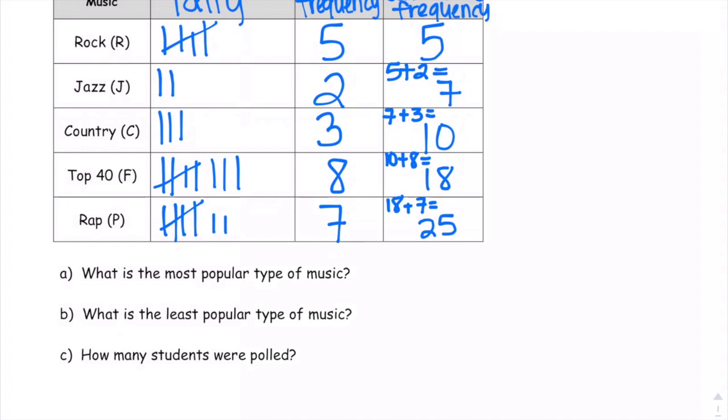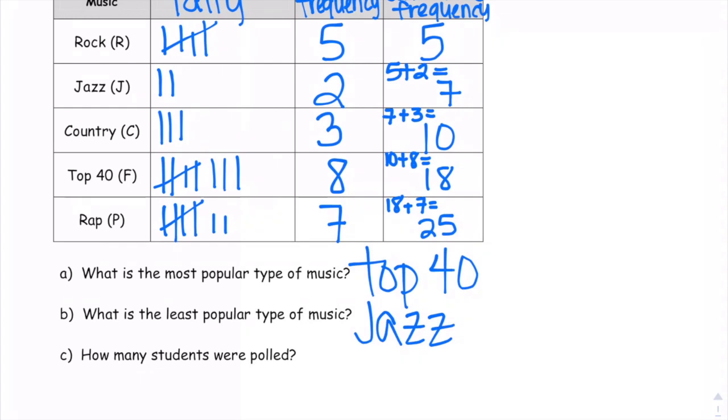So what is the most popular type of music? Well, the one that appears the most would be our top 40. And then what is the least popular type of music? That'd be the one that appears the least, which would be jazz. And then how many students were polled? Well, right here it tells us our cumulative frequency ended at 25, so we had 25 students polled.